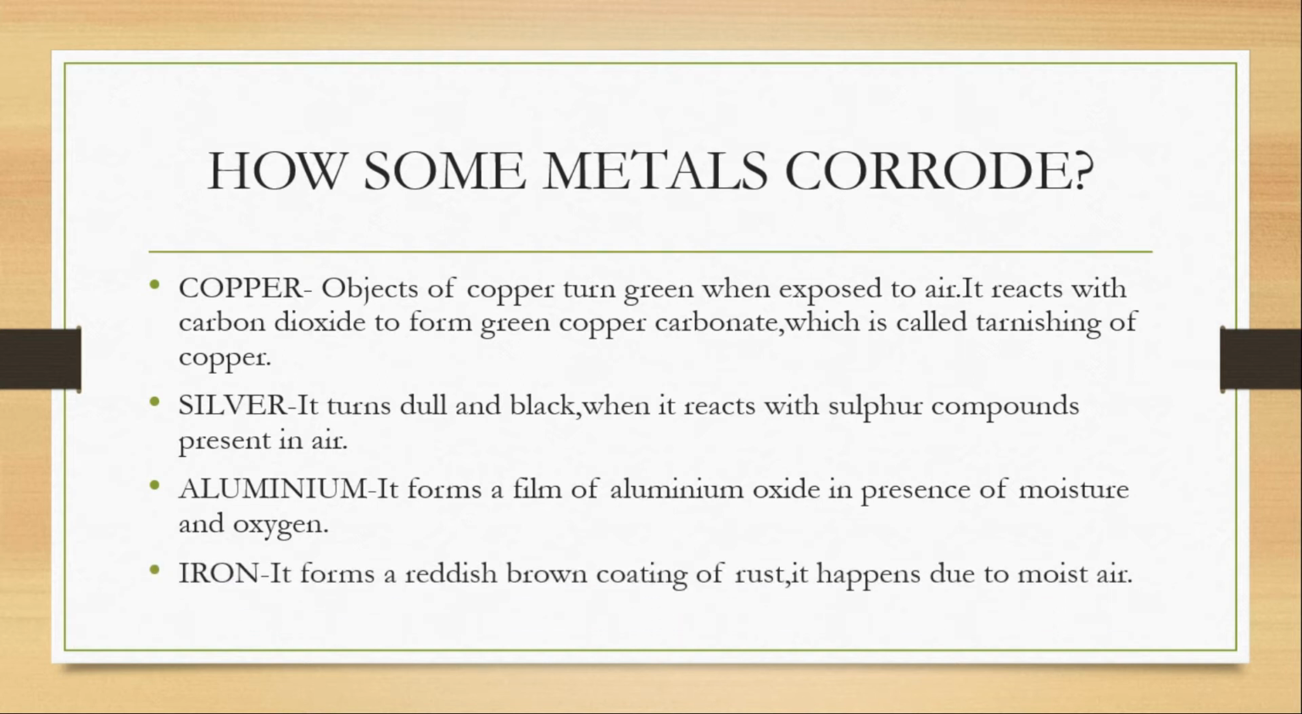And the very common one is iron, on which a reddish brown coating of rust forms due to the presence of moist air. Please remember moist air. And you can see the gates, pipes, locks, and nuts, etc. They are turning reddish brown because of rusting. So rusting is a chemical change, dear children, please remember, and it happens when iron reacts with oxygen slowly in the presence of moisture to form hydrated ferric oxide, or iron oxide.